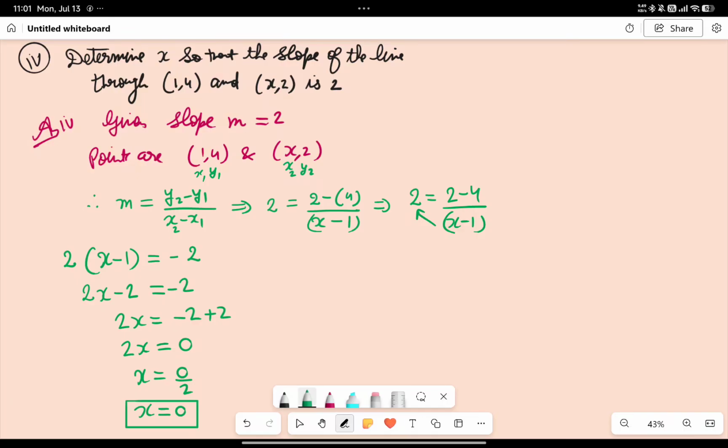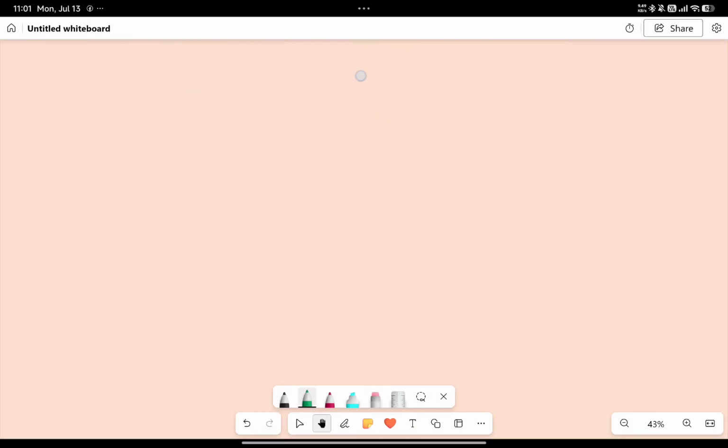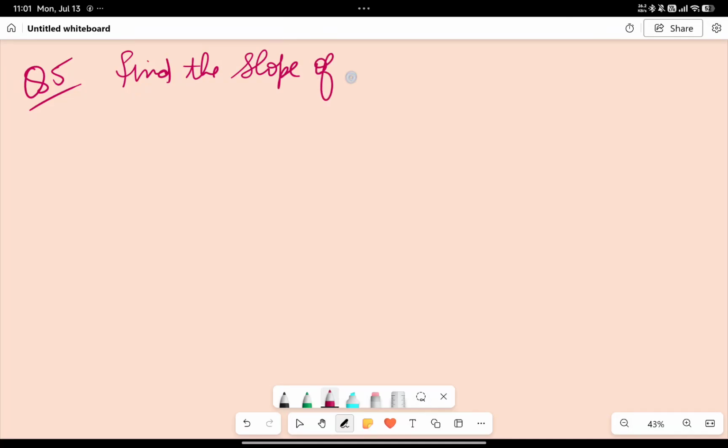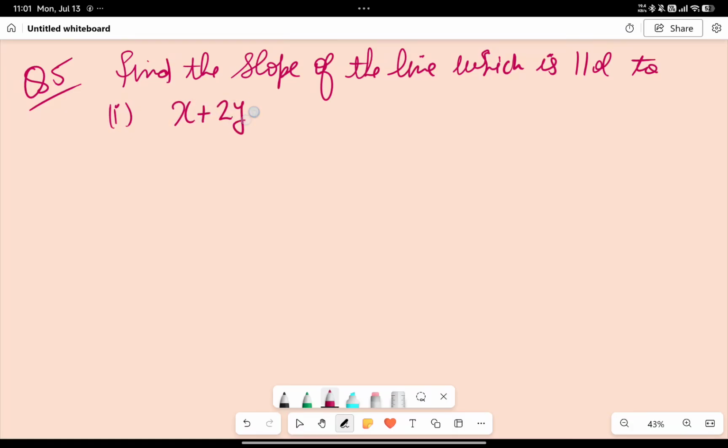Now, let us move to question number 5. Question number 5. Find the slope of the line which is parallel to, the first part is x plus 2y plus 3 equal to 0. We need to find the slope of a line which is parallel to this line.